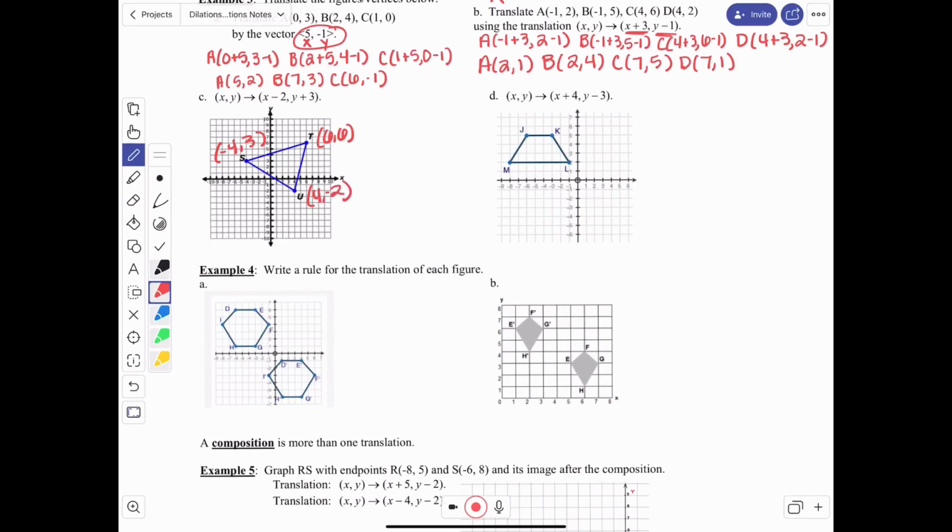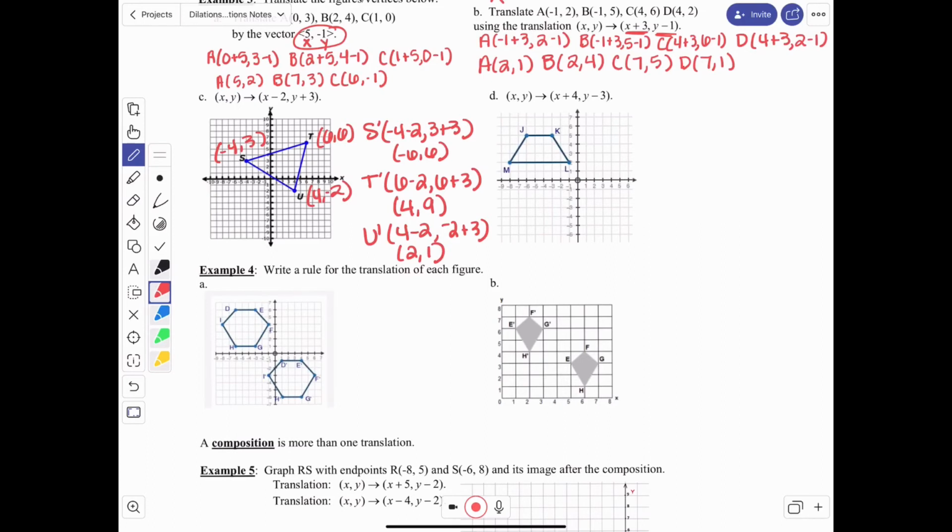So what we're going to do for each set of points, for S prime, we will subtract 2 from negative 4. So we have negative 4 minus 2, and we will add 3 to 3. So we'll get negative 6, 6. For T, we have 6 minus 2 and 6 plus 3, so we'll get 4, 9. And for U prime, we have 4 minus 2 and negative 2 plus 3, so we'll get 2, 1 for those new points.